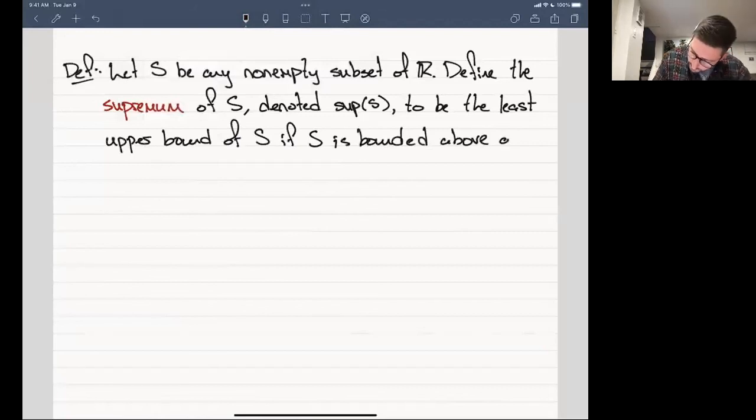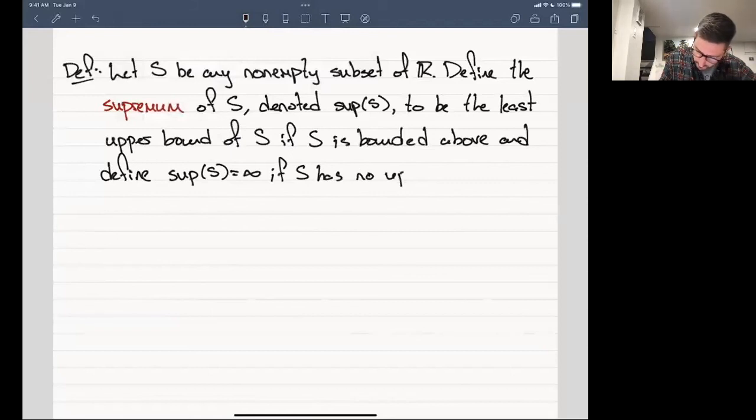And define sup of S equal to infinity if S has no upper bound. Right? So the previous theorem told us that if you have an upper bound, then you have to have a least upper bound. So if you're bounded above, then your supremum will return that least upper bound. But if it is not bounded above, the supremum just says infinity, right? It's sort of like a does not compute type thing.